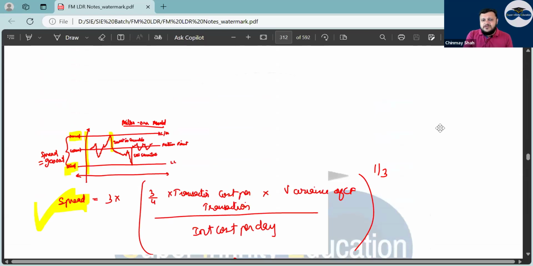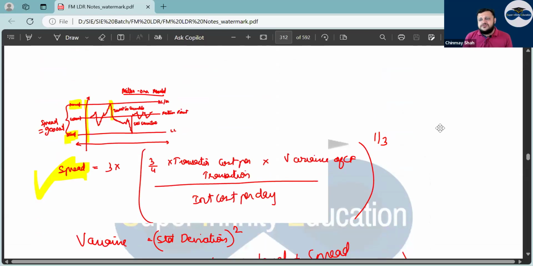return point, right? Now, how to do this in Excel or a calculator environment? This is a bit difficult to do on your normal calculator, right? I would recommend doing this on a, tell me, which calculator? Always try to do this on a scientific calculator. This will work, but on a normal calculator this does not work.